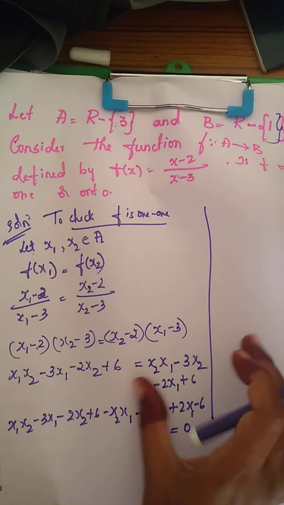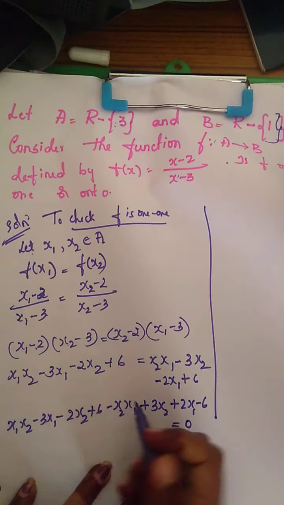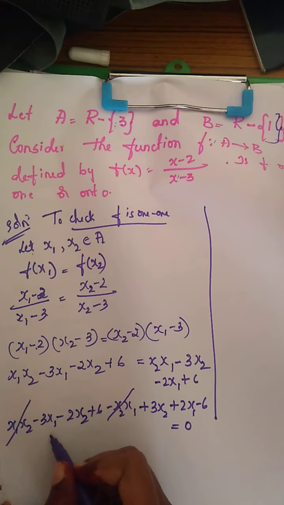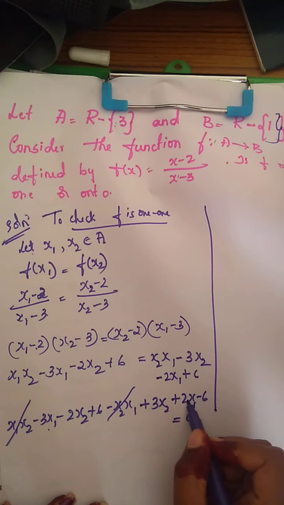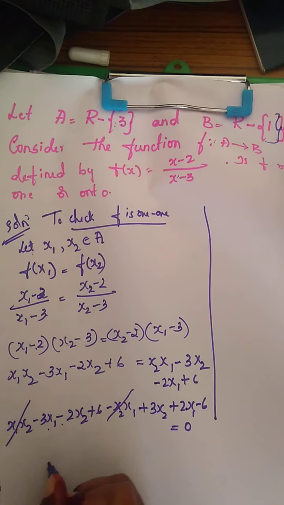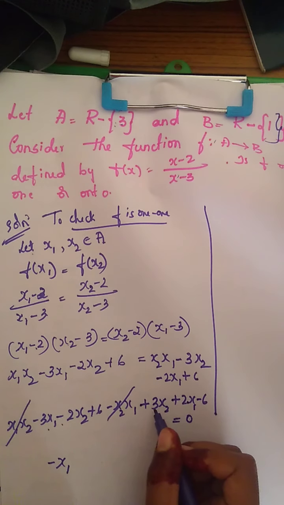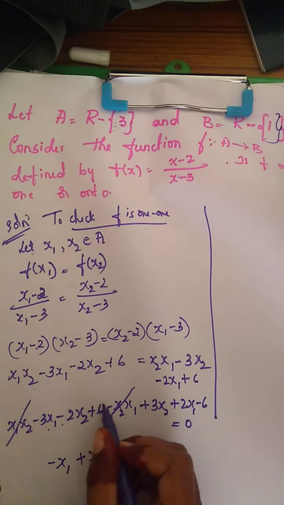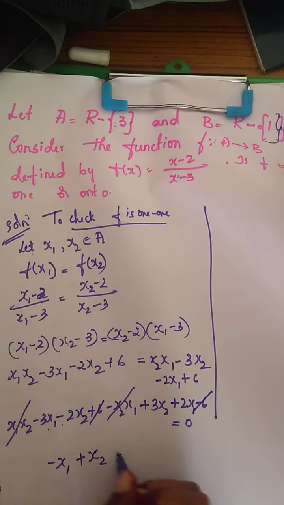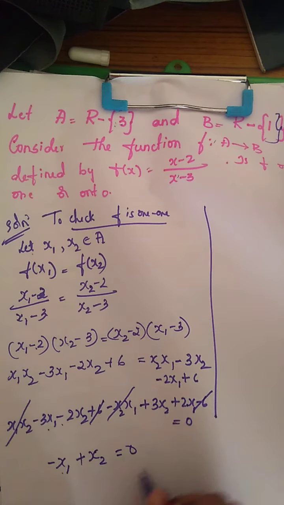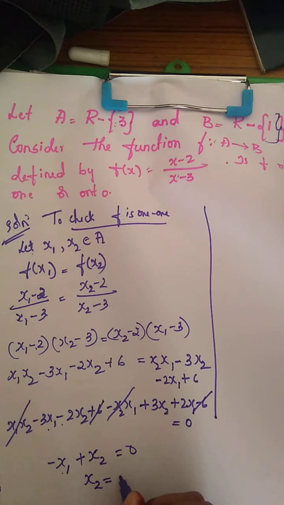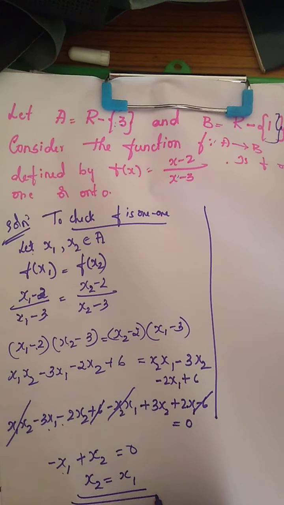Correct? Whatever I have taken to the other side, it has changed its sign. So x1 x2 minus x1 x2, it gets cancelled. Minus 3x1 plus 2x1, minus 3 plus 2 is minus x1. Minus 2x2 plus 3x2, so it is plus x2. Plus 6 minus 6 gets cancelled. So minus x1 plus x2 is equal to 0. If I take this to the other side, what happens? x2 is equal to x1.